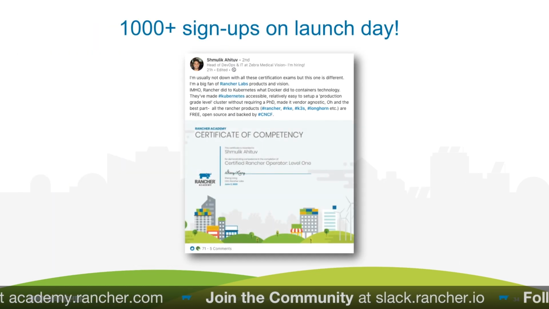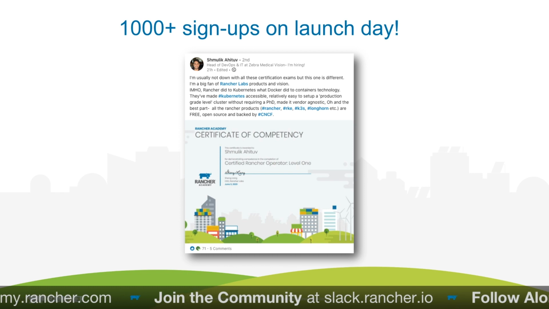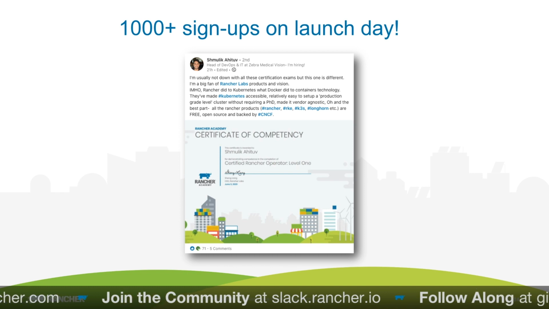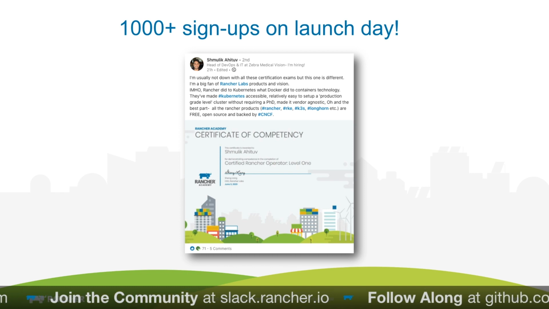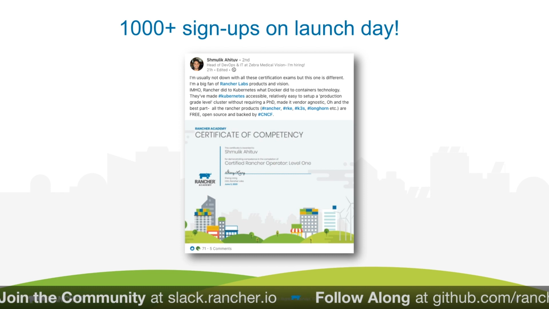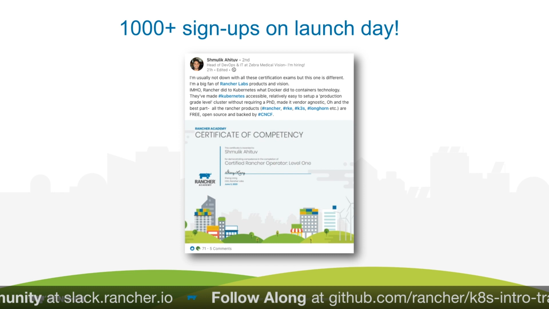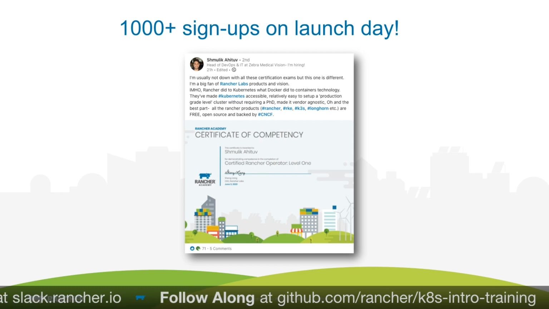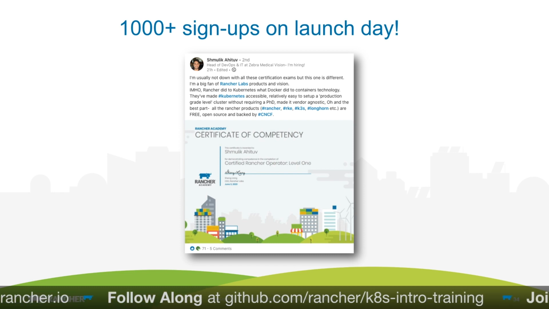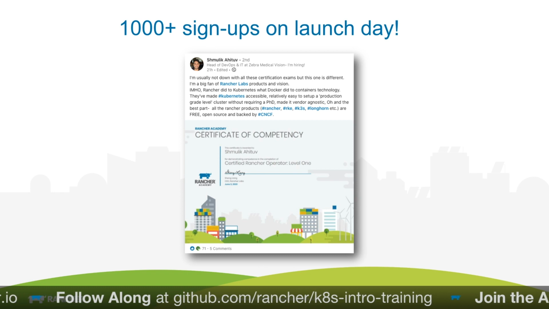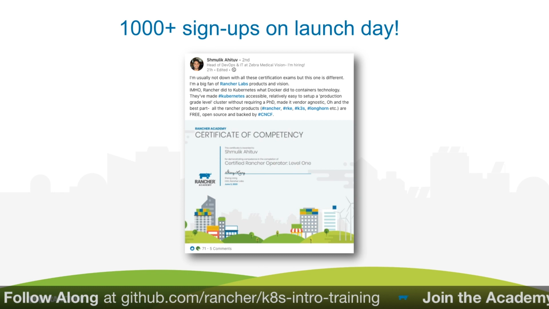Within the first day, we had more than 1,000 signups, and it's been active now for, I think, going on 6 weeks. We have more than 5,000 people enrolled. We've issued more than 700 certificates. It's extremely popular, and there's a channel in the Rancher user Slack called Academy where there's a lot of conversation about stuff related to learning Rancher and helping one another pass the course.